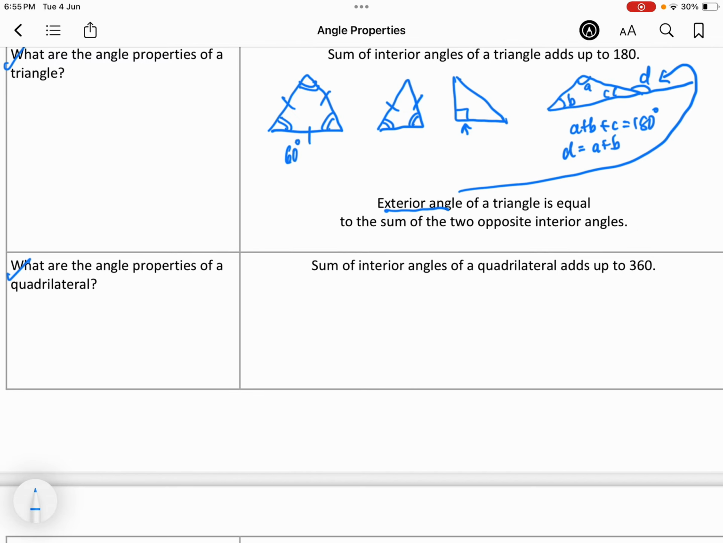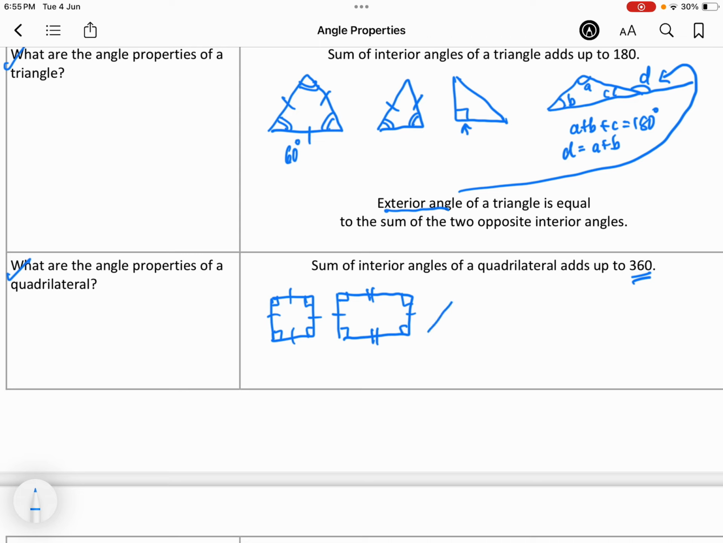What are the angle properties of a quadrilateral? The sum of interior angles of a quadrilateral adds up to 360. You can either have a square with 4 equal sides and all 4 angles are right angles, so 4 times 90 adds up to 360. Or you can have a rectangle. Opposite sides are equal, and the interior angles are right angles.